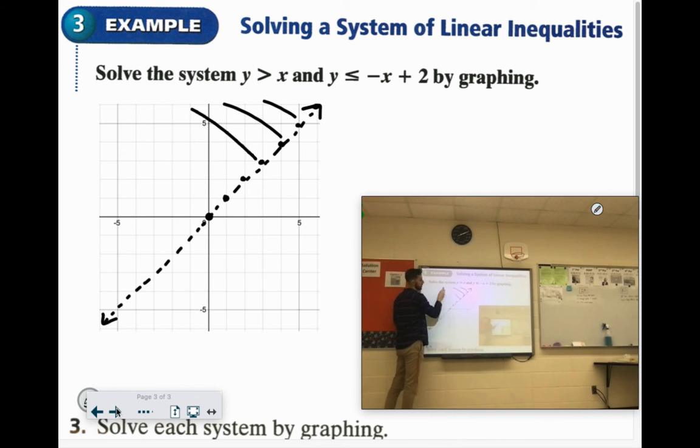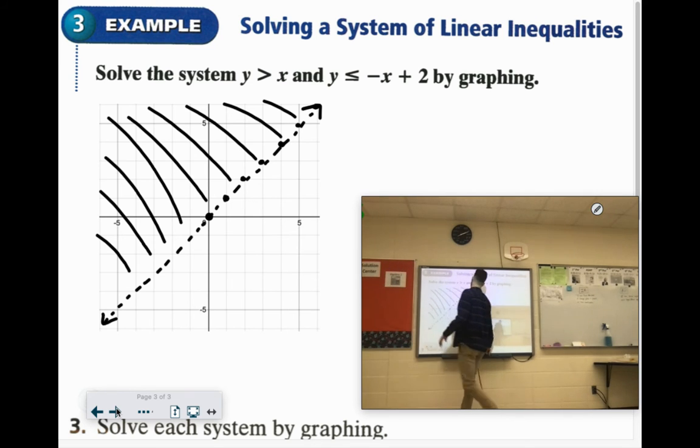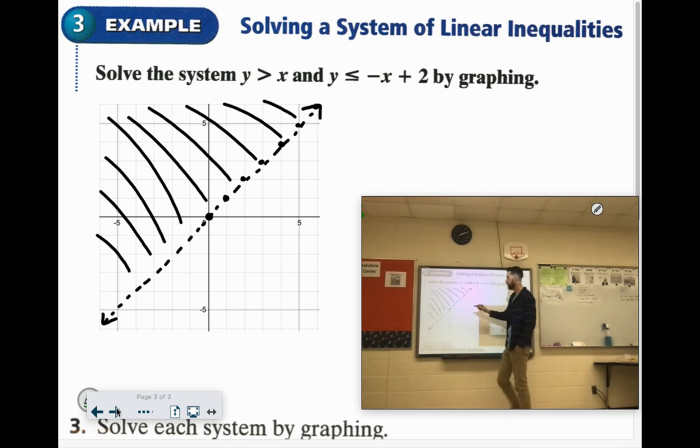Now it's hard for me to shade with overlapping colors on the board, but if I was doing this on paper, I would just shade this pretty lightly. Now we'll graph the other one. Y is less than or equal to negative x plus 2. So go up 2. Our slope is negative 1, so we go down 1 over 1.